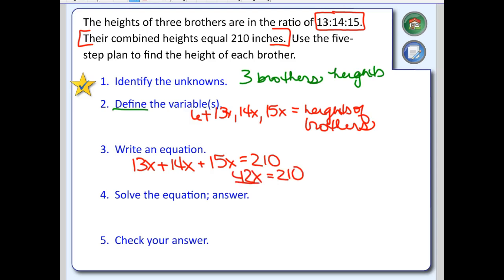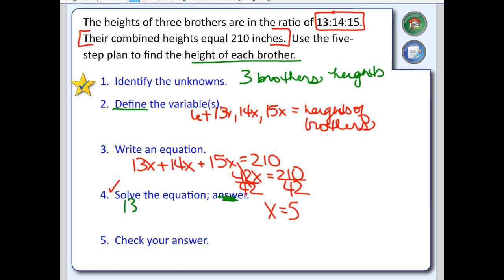And to get x alone, remember, isolate the variable by inverse operations. We divide both sides by 42. So x equals, everybody says, 5. Now, once again, we solved the equation, got that, but now we've got to make sure that we answer the question. What was the question? We got to find the height of each brother. Okay, so let's check it out.